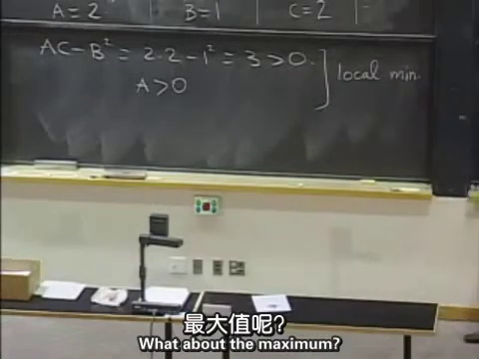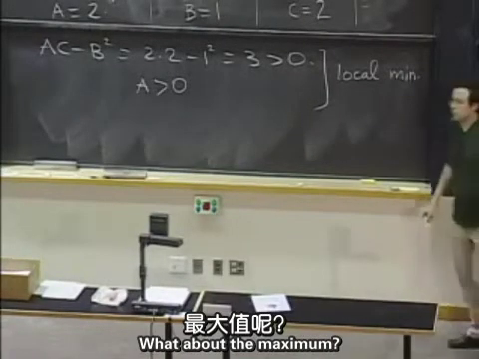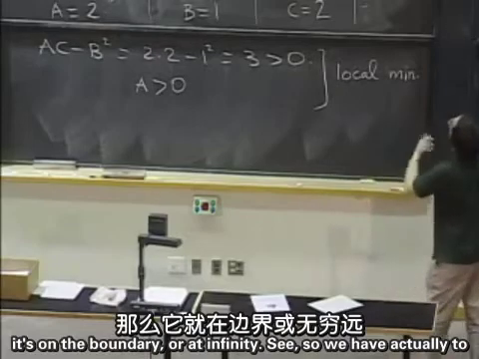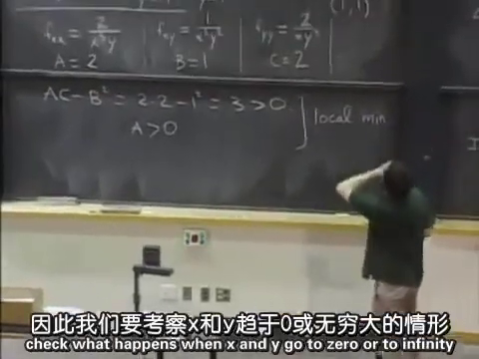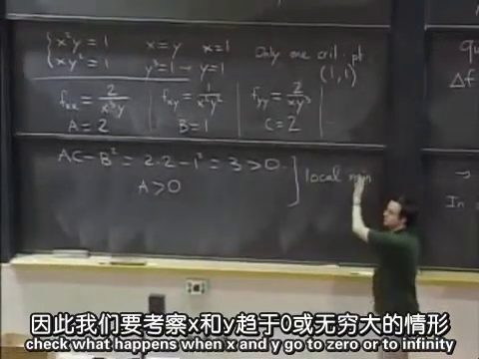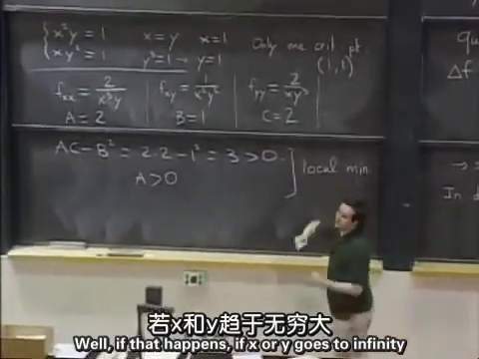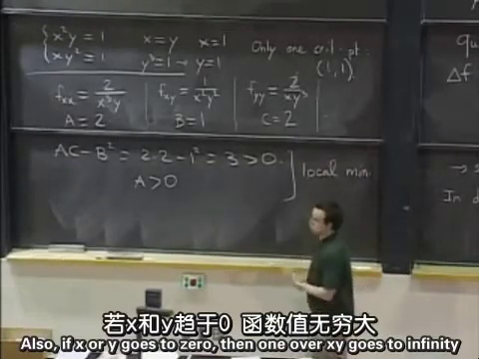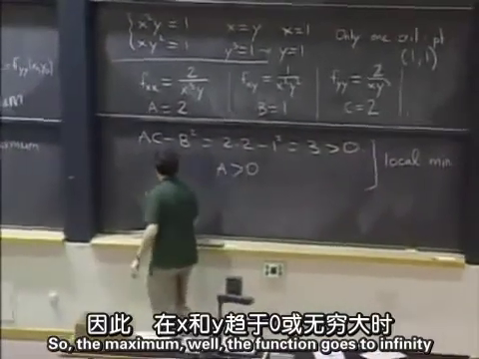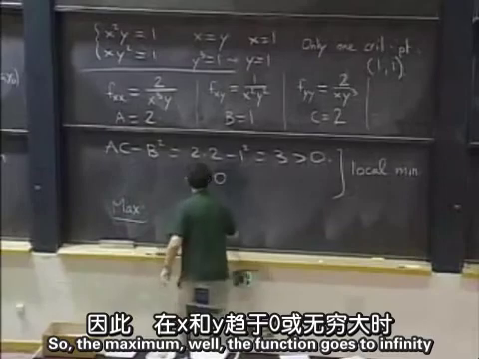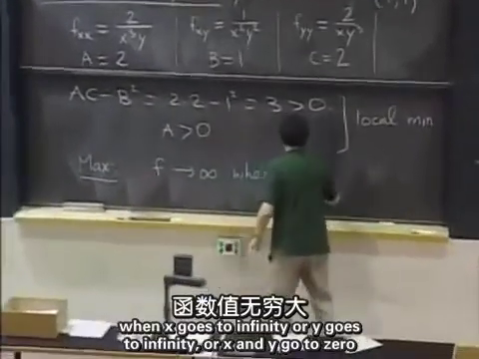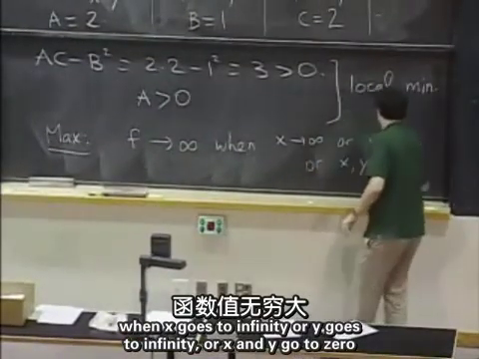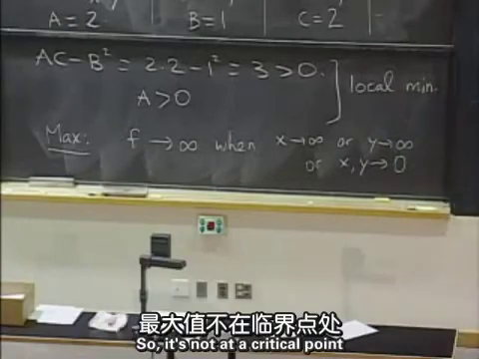What about the maximum? Well, the maximum is not actually at a critical point. It's on the boundary or at infinity. So we have to check what happens when x and y go to 0 or go to infinity. If x or y goes to infinity, then the function goes to infinity. Also, if x or y goes to 0, then 1 over xy goes to infinity. So the function goes to infinity when x goes to infinity or y goes to infinity or x and y go to 0. So it's not at a critical point.